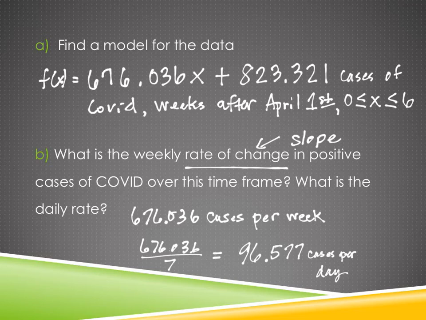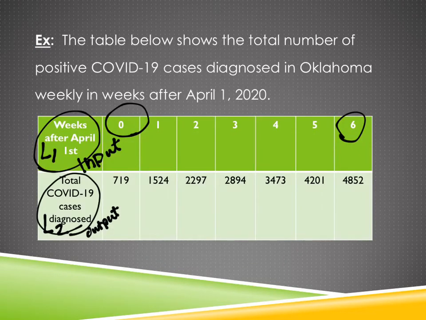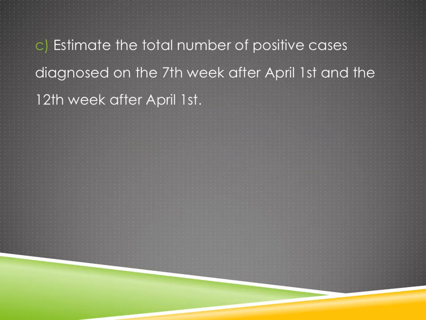Okay, let's take a look at question C, part C. Part C says to estimate the total number of positive cases diagnosed on the 7th week and then on the 12th week. Well, my input is the number of weeks after April 1st. So if I want to know what's happening the 7th week, what do I have to do? Plug in 7. Right. So I called my function f, so I'm going to use an f here. Whatever you used is what you should use for yours too. I'm going to find f of 7 and f of 12, not 13, 12.